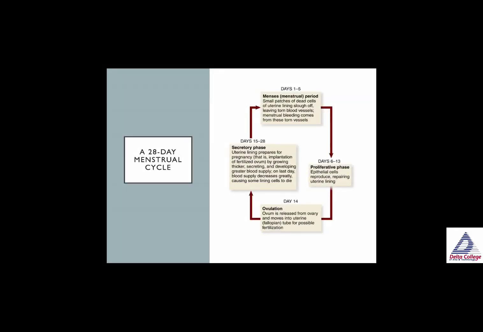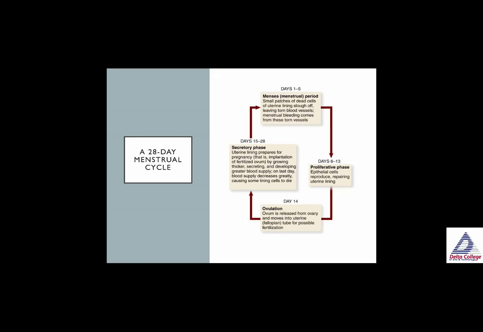So this is the 28-day menstrual cycle. So again, menses or menstrual periods, days 1 through 5. Small patches of dead cells and uterine sloughing starts, and the bleeding. Around day 6 to 13 somewhere is the proliferative phase. This is where epithelial cells reproduce and repair the uterine lining.